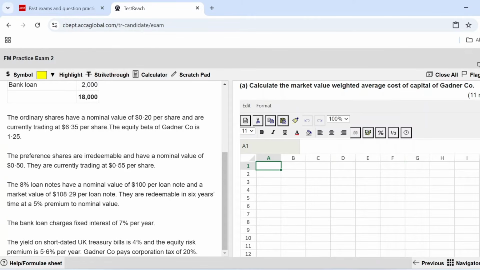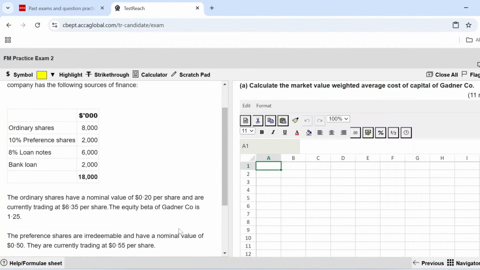per year. They have given you the yield on short dated UK treasury bills to be 4%. This can be taken as the risk-free rate because government treasury bills are considered to be risk-free. So we will consider 4% as our risk-free rate, and we have been given the equity risk premium. This is itself given, so we do not need to subtract the risk-free rate from this. This is already the risk premium, the already subtracted figure given to us. And then we have the corporation tax rate of 20%.